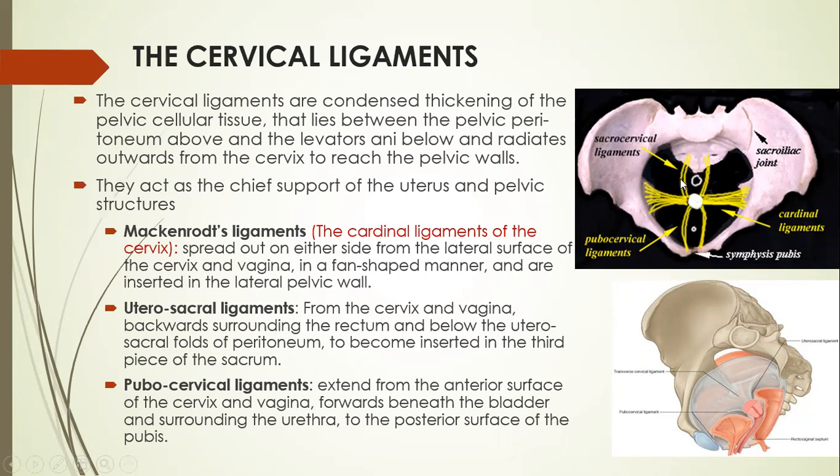Then you have the sacrocervical ligament, or it is also called the uterosacral ligament. Then in the front we have the pubocervical ligament. Depending on whether it is attached to the cervix or the uterus, it is called the uterosacral, cervicosacral or sacrocervical. Then the cardinal ligament on either side will be the McEnroe's. These are the three important ligaments which are the chief supports of the uterus.